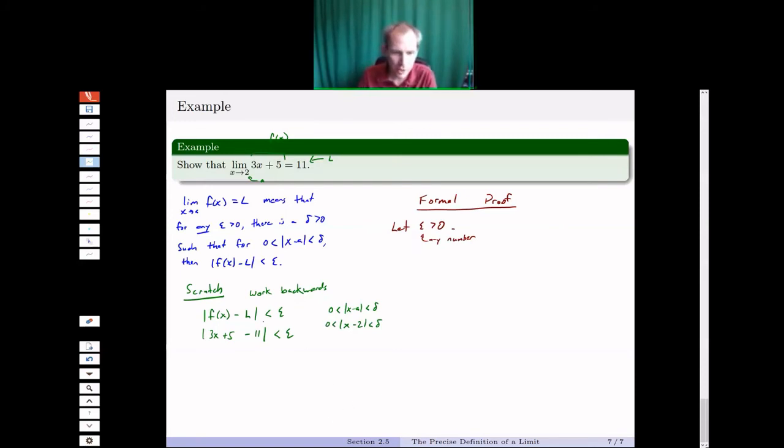So let's just work with the scratch work a little bit. Okay, I have this absolute value of 3x plus 5 minus 11. Well, 5 minus 11 is negative 6. So I have the absolute value of 3x minus 6 less than epsilon. And I can see an x minus 2 over here. So if I want to make a connection between the two, maybe I want to factor out a 3. In fact, I can get it to look just like what I have over here if I divide both sides by 3. And epsilon over 3 has a nice symmetry there, in the symbols.